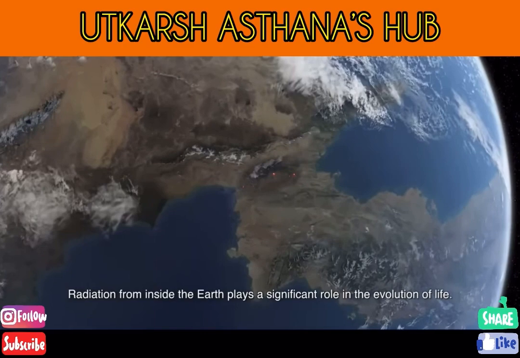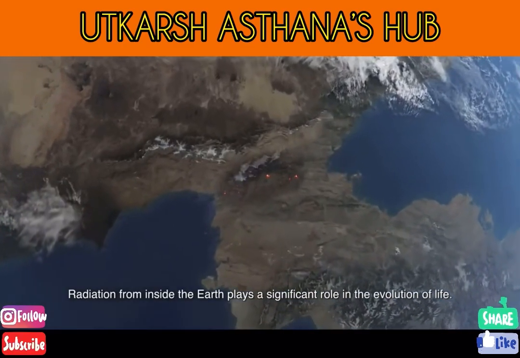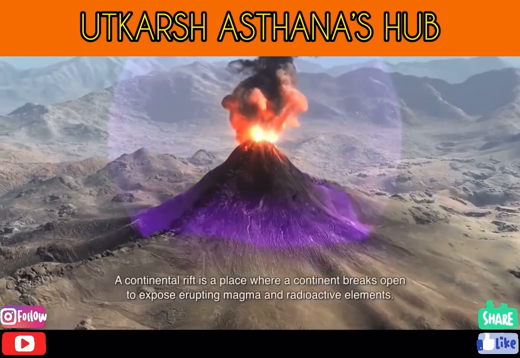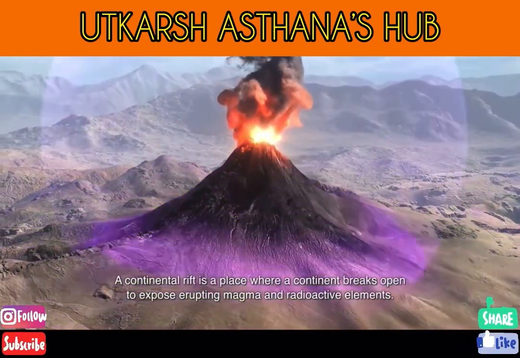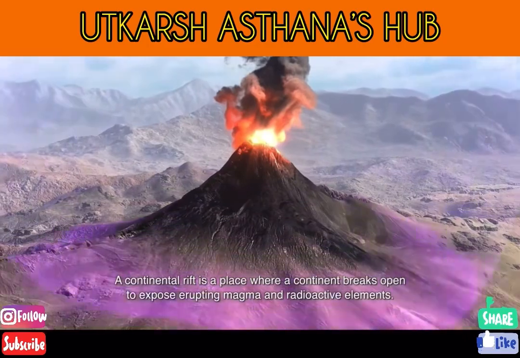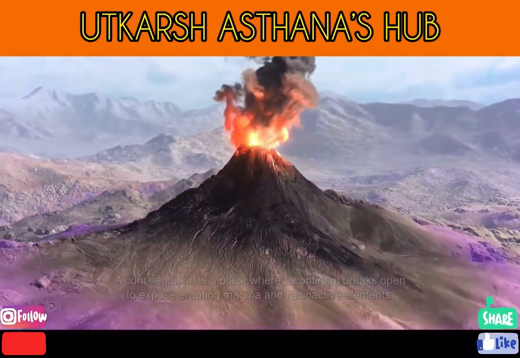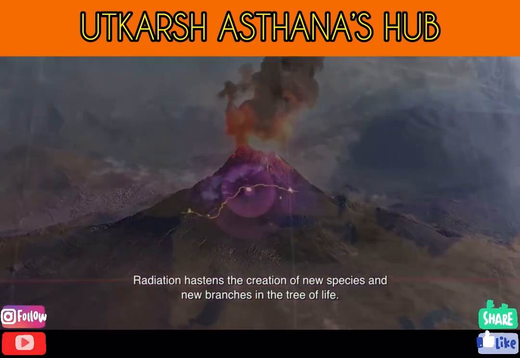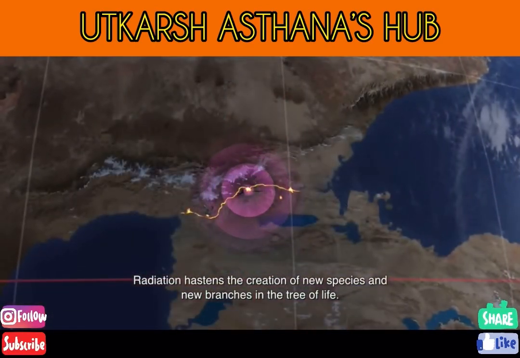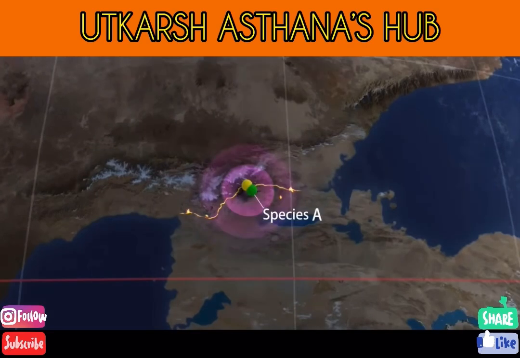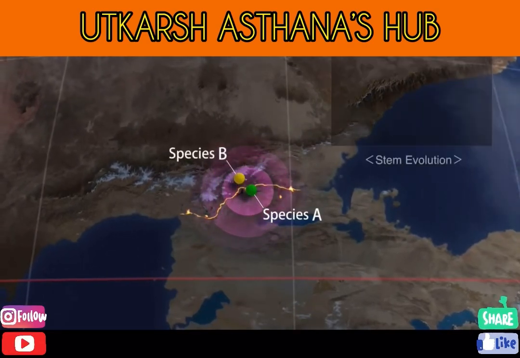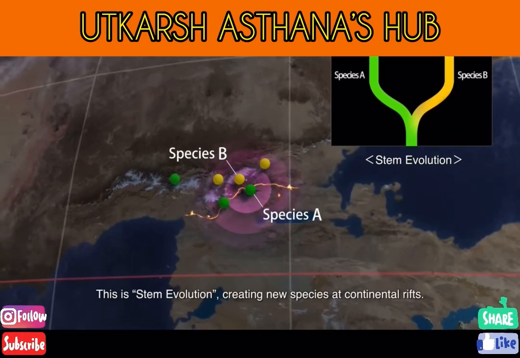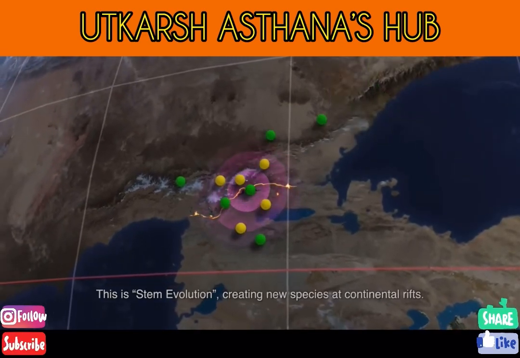Radiation from inside the Earth plays a significant role in the evolution of life on Earth. A continental rift is a place where a continent breaks open to expose erupting magma and radioactive elements. Radiation hastens the creation of new species and new branches in the tree of life. Suppose this is a species A and this is a species B. With the help of stem evolution, new species creation can take place at continental rifts.